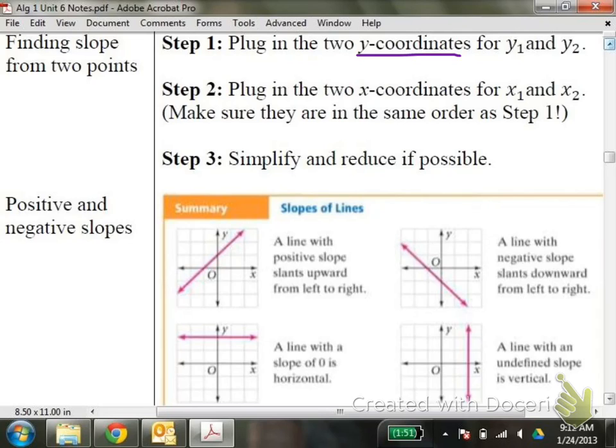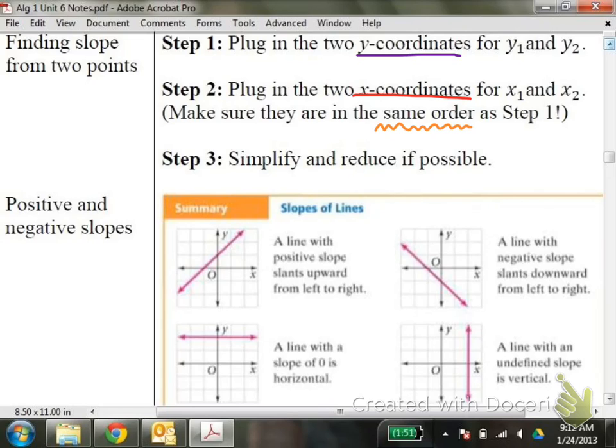Step 2, you're going to plug in the two x coordinates. And remember, like I just told you, make sure that the coordinates are in the same order as in step 1. Meaning, you have to use point 1 first in the top, and then point 1 first on the bottom. Okay? They have to be in the same order.